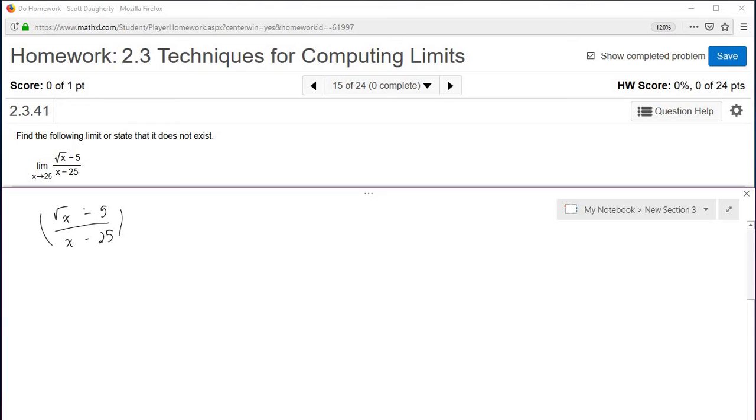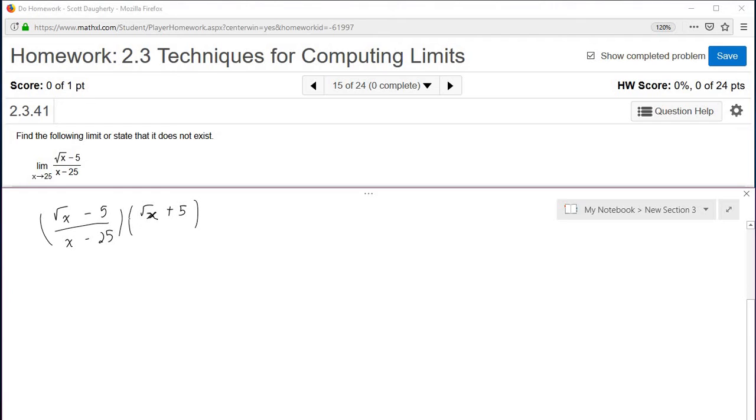Okay, so what I'm going to do is multiply by what's called the conjugate from the top. The conjugate of the top piece is the square root of x plus 5. When you change the sign of one of the two terms here, it's called the conjugate. So I changed this negative sign to a plus sign. And so the square root of x plus 5 is called the conjugate of the square root of x minus 5.